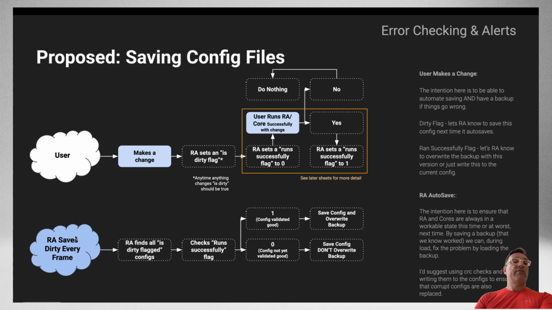Ideally, and it probably isn't every frame, RetroArch needs to figure out a good time to do this, but RetroArch finds all the things that have been flagged as dirty and then saves them, right? And so what I've done here is I've split them into two. If the run successfully flag in a file is set to 1, then it should save that config, which is obvious, and then it should save a backup of that config, right? And so I'm proposing, and we'll see this a little bit later on, that every config that gets created has defaults, and they never get overwritten.